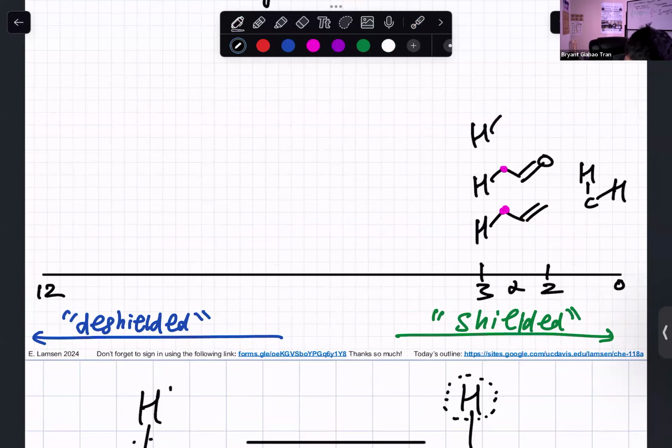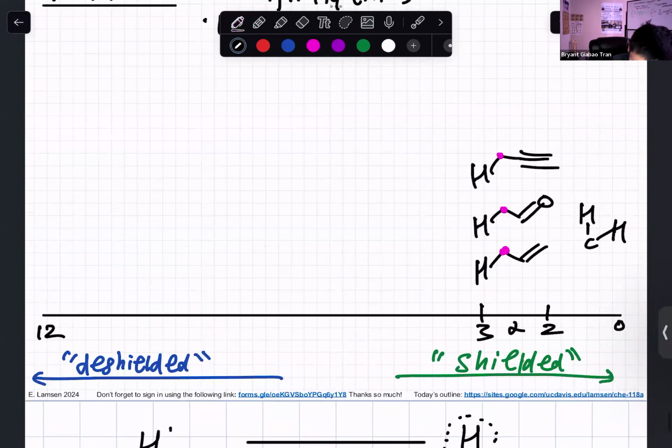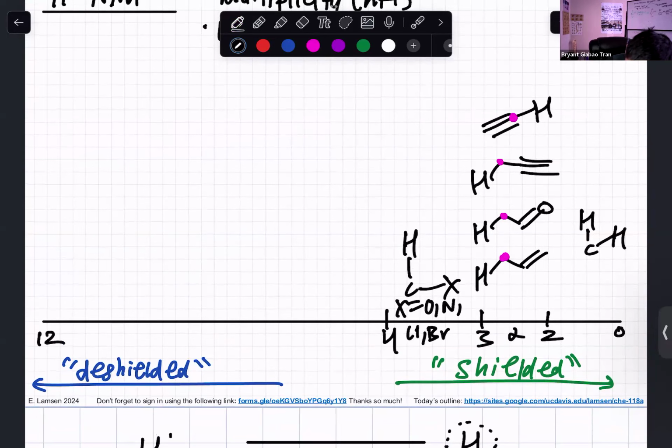It could be alpha to an alkyne, or it could even be the terminal alkyne hydrogen itself, like this. Now, 3 to 4 is when it gets more interesting, because this is when the hydrogen is attached to a carbon that is attached to an electronegative atom, X, where X could be oxygen, nitrogen, chlorine, bromine, iodine, any electronegative atom, right? This hydrogen here is more deshielded because it's attached to a carbon that is attached to an electronegative atom like that.